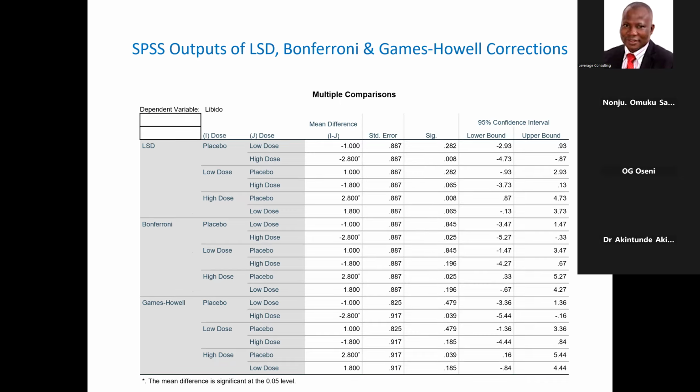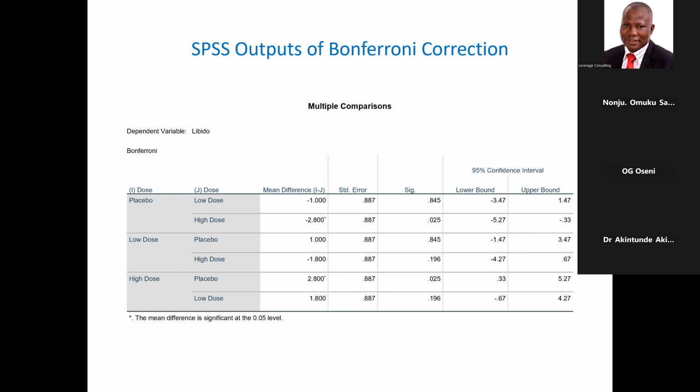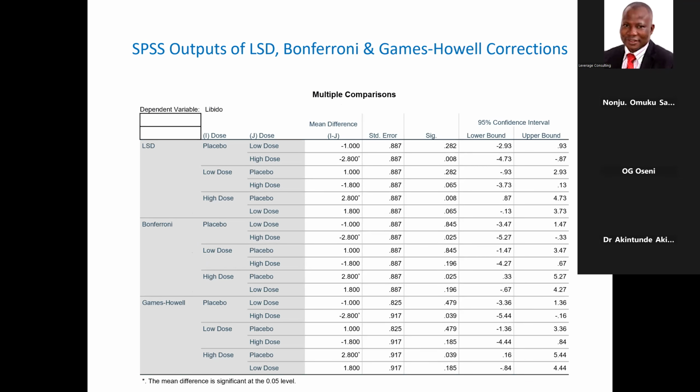We have Games-Howell. If you remember, if you go back to where I listed them, can you see? LSD is the second one after Bonferroni I listed. Then Games-Howell is one of the equal variance not assumed, number 3 in the second group. So if I now put in LSD, Bonferroni, and Games-Howell to see, all this is the same as in the previous table.